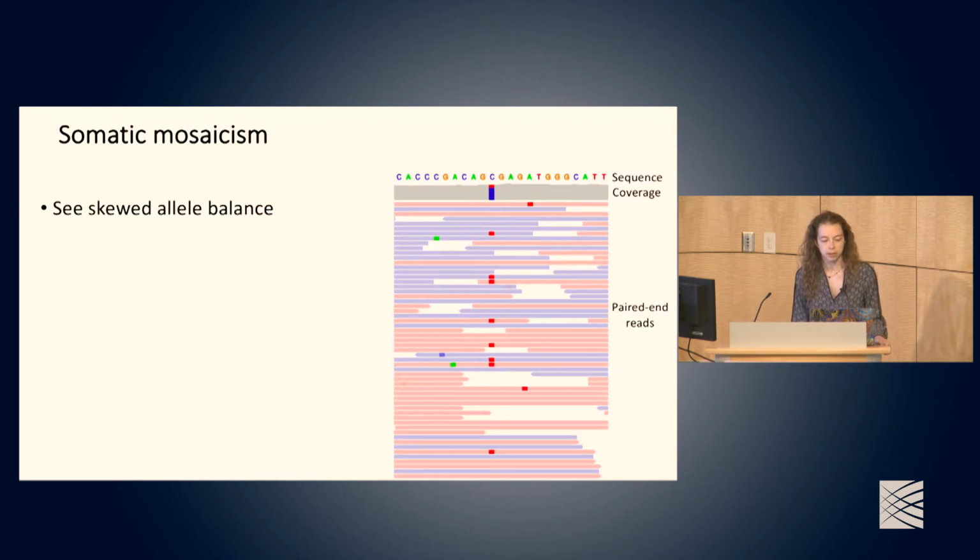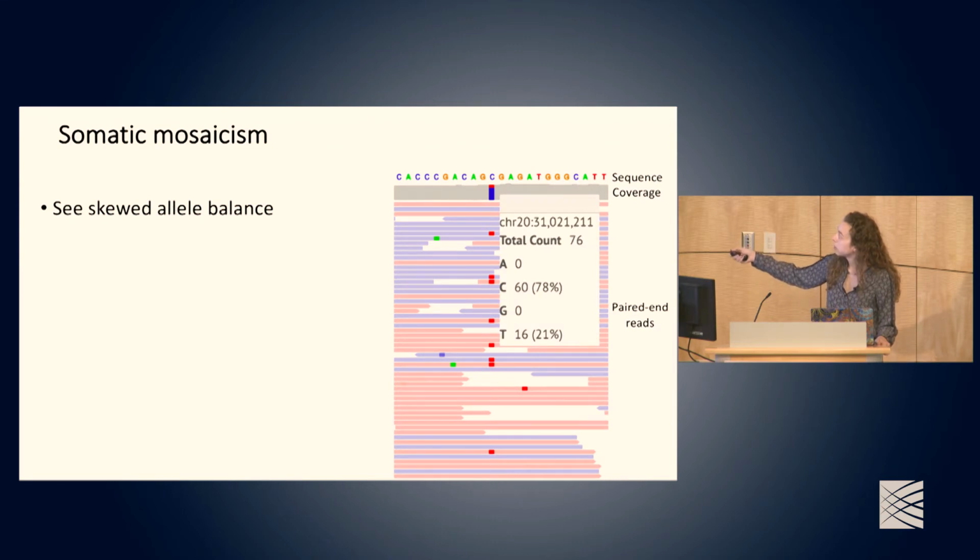And skewed allele balance. So what's happening here is this is a C in the reference, but it's a T variant in this person here. And when you look, the T is only in 16 of the reads, so only 21% of the reads, which raises some chance that it could be mosaic. 21% is high enough that it could just be that your sampling is a little bit off and it's really a heterozygous variant. But it does raise your suspicion about it.